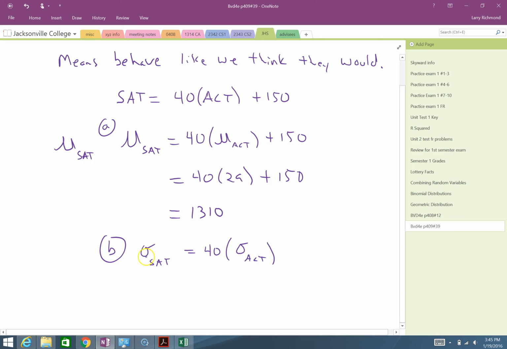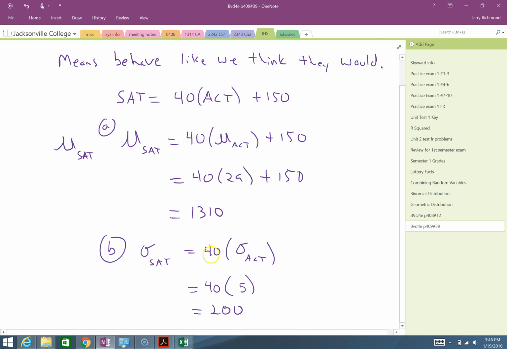Standard deviation, a little trickier to figure out how oftentimes we have to use the variance. Okay, we saw that recently. But when we have a multiplier, we can simply multiply our old standard deviation times that multiplier. So in this case, it's 40 times 5 was our previous, and that is 200. The standard deviation of our SAT scores is going to be 200.